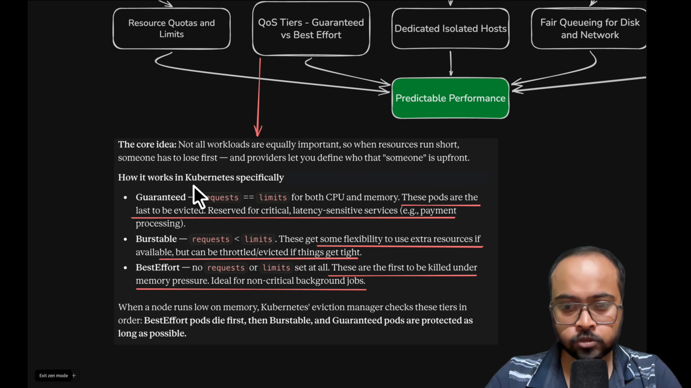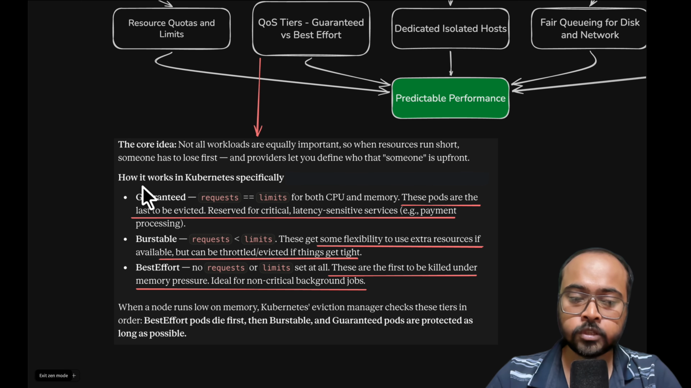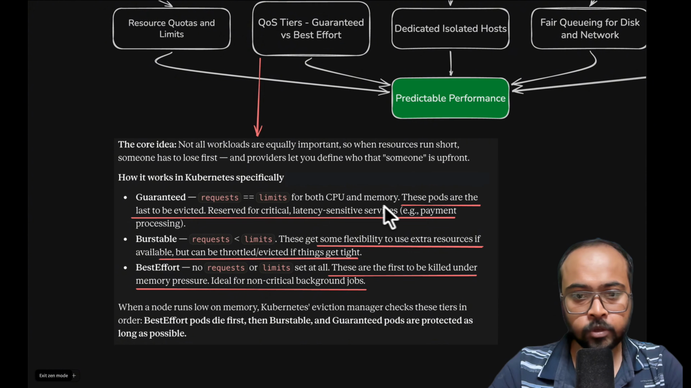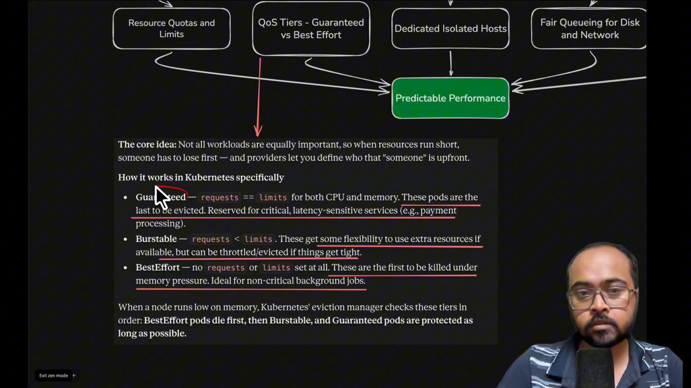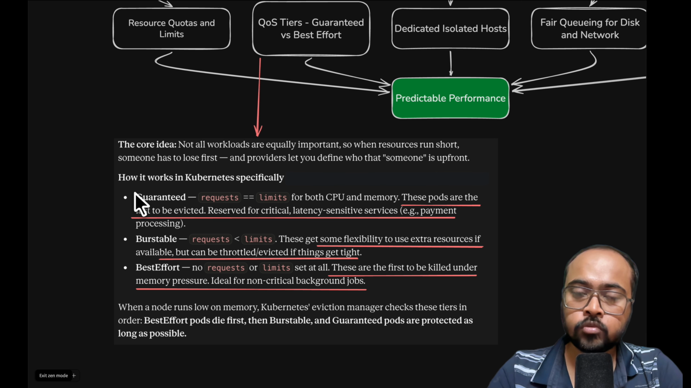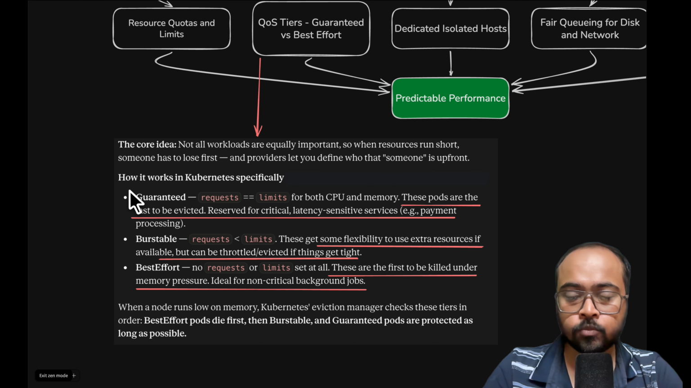So you can put those services which are very critical for the business in the guaranteed tier. Here, request and limit are the same for both the CPU and the memory. So these pods are last to be evicted. These are reserved for critical and latency-sensitive services like the payment services. These are the most important services, and even if you are running short of resources, it will try to ensure that the services in the guaranteed tier get your best, so that they don't go down, because these are the most important.